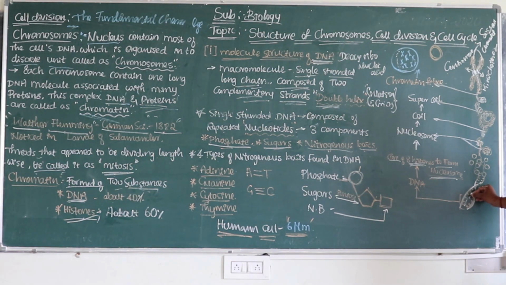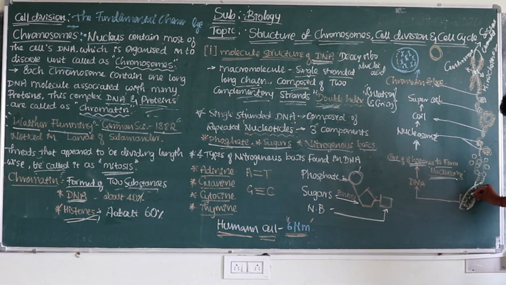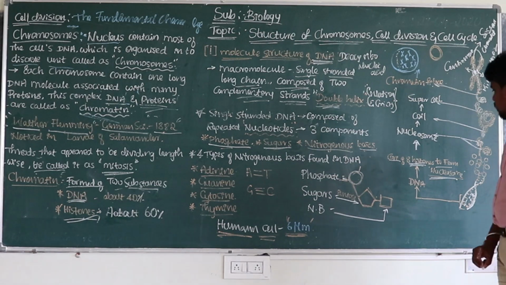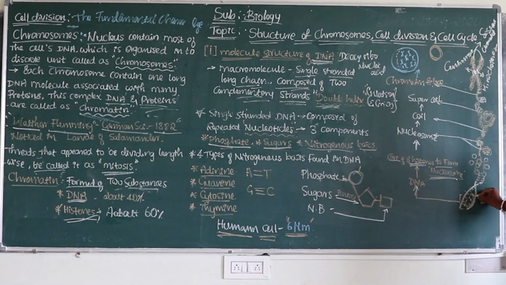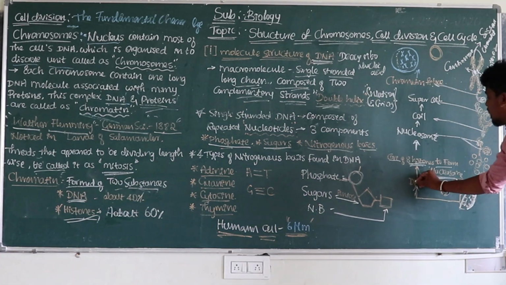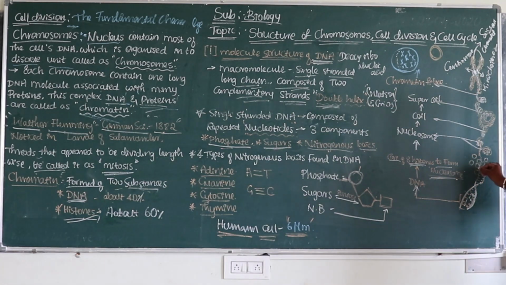C always pairs with guanine. G always pairs with cytosine. So likewise, this is the complete structure of a DNA, the double helix model of a DNA. Then, as I told you before, the 8 histone proteins are externally covered by the DNA.